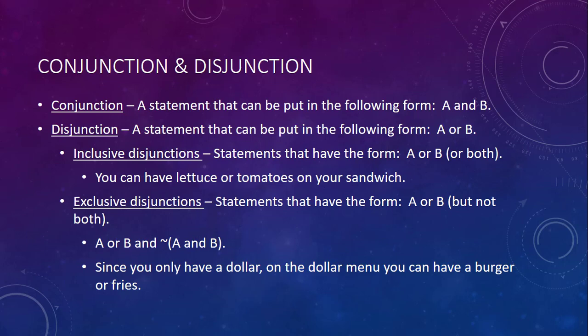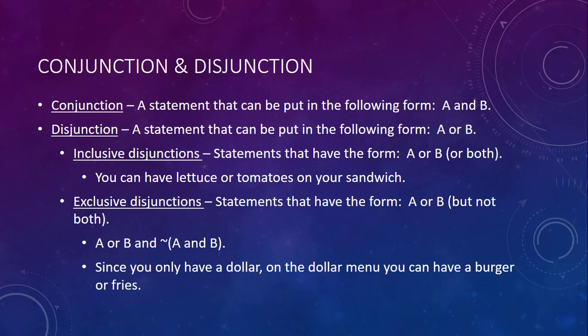or. For example, you might say for a conjunction that I like apples and bananas. Disjunction, you might say I like apples or I like bananas. And we can break up disjunctions even further into inclusive versus exclusive disjunctions.